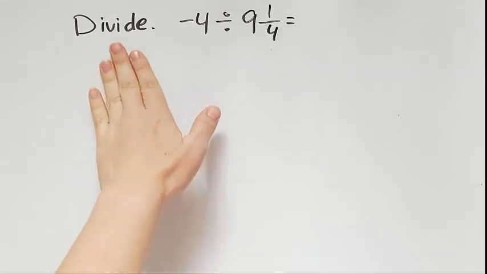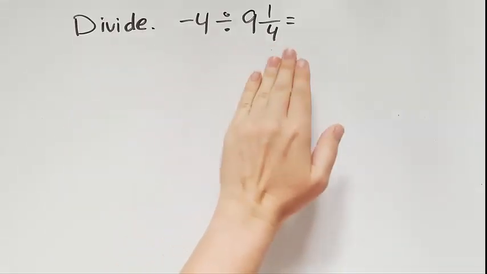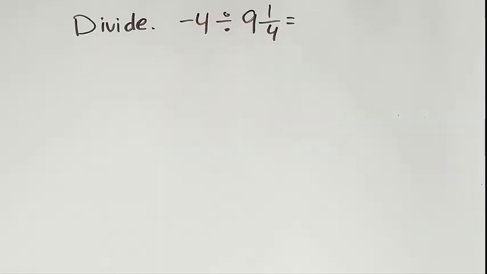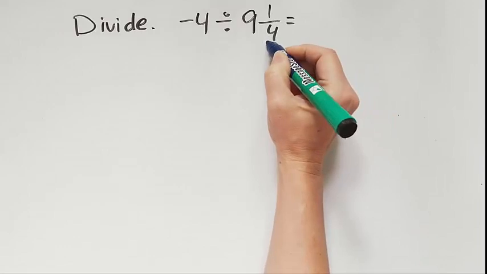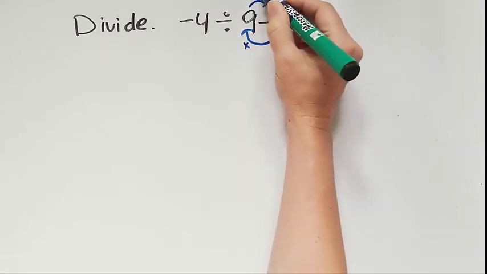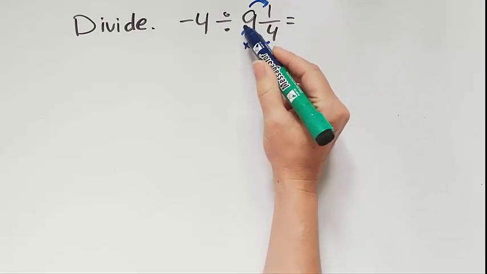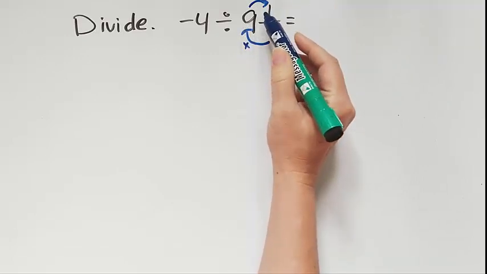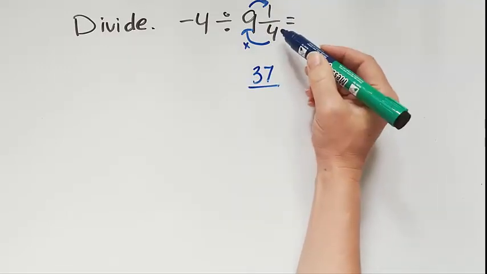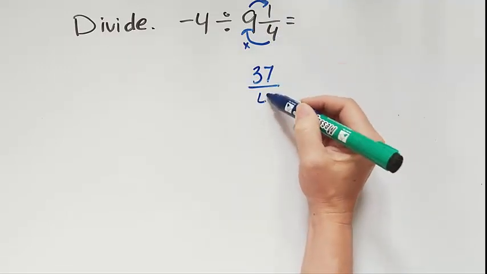So our next problem tells us to divide. We're doing negative 4 divided by 9 and 1/4. First thing, I don't like working with mixed numbers. They just kind of confuse me. So I'm going to change it. So we do 4 times 9, and then you have to add the 1. So 4 times 9 is 36. Add one more, 37. So this fraction is 37 over 4, the denominator is still 4.